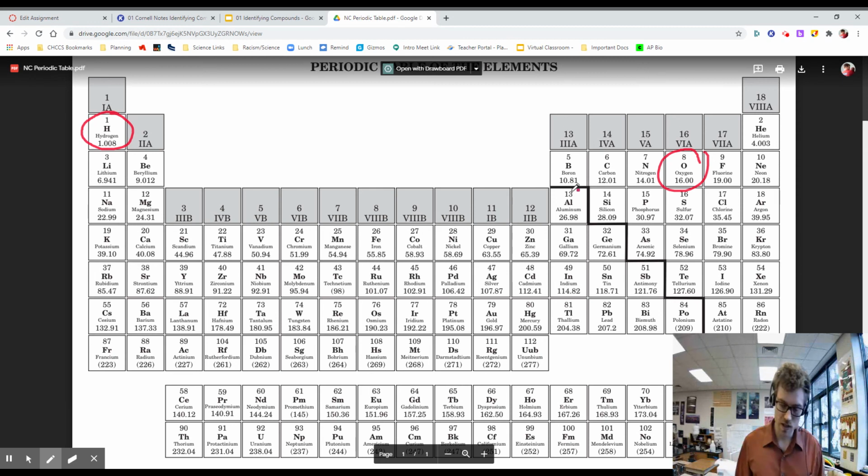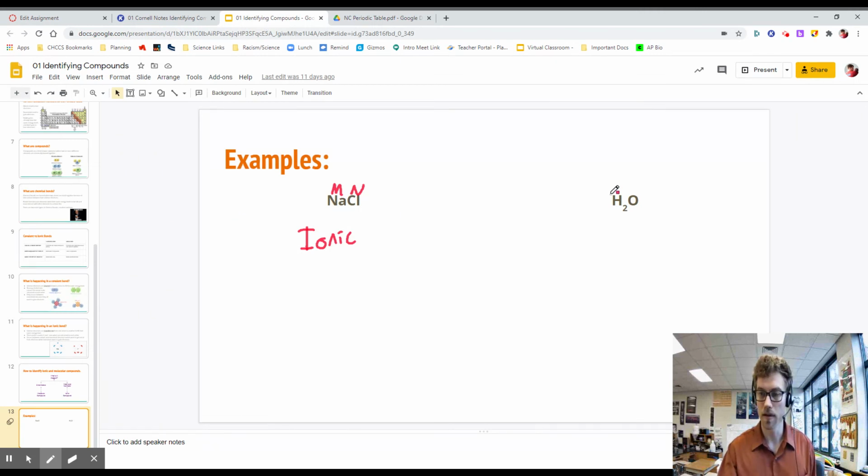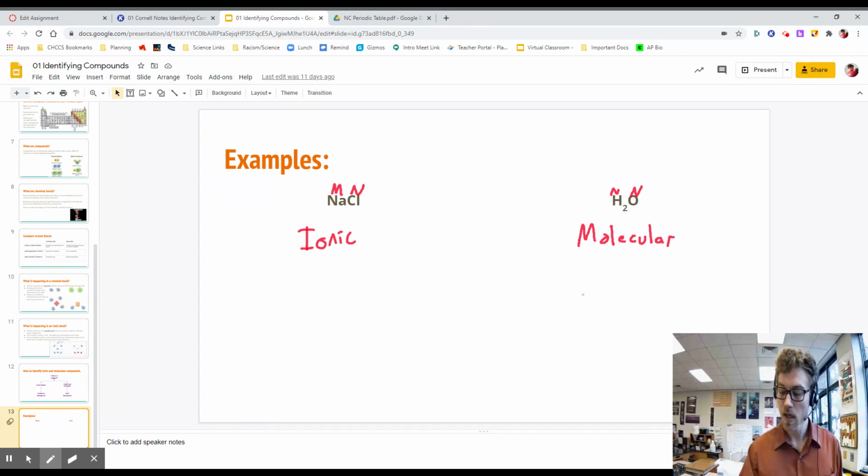Now, you're probably thinking to yourself, oh yeah, H way on the left side of the periodic table, definitely a metal. No, remember, hydrogen is our one exception to the rule. Hydrogen is a nonmetal, okay? That's a little confusing, but just remember, hydrogen is a nonmetal, even though it's on the left side of the periodic table. Oxygen, definitely to the right of the staircase, is definitely going to be a nonmetal. And so here we have a nonmetal and a nonmetal. Because we have two nonmetals, this is going to be a molecular compound. Okay, that's a molecular compound.